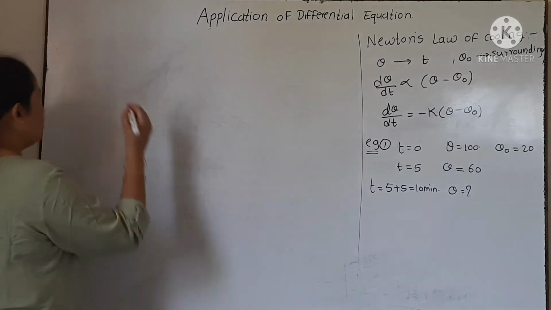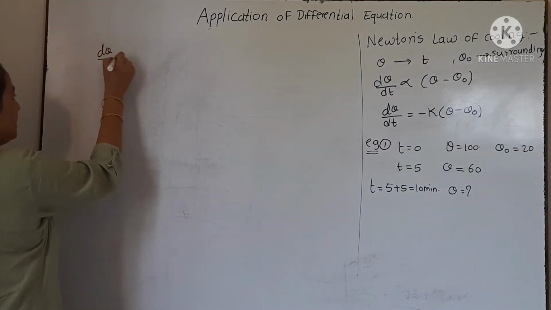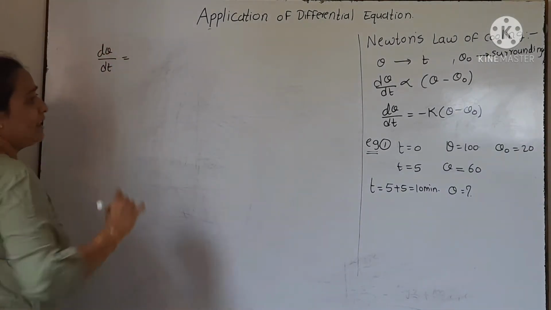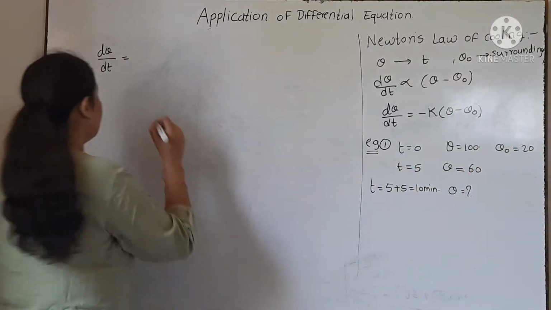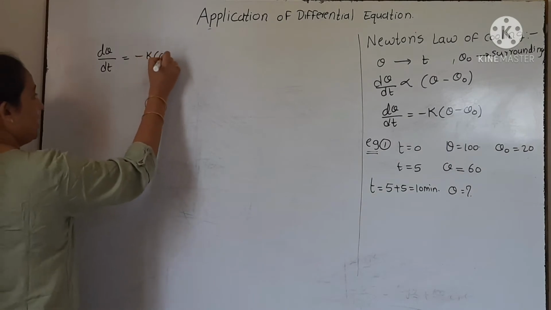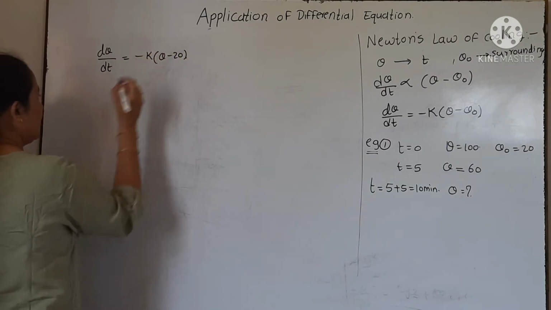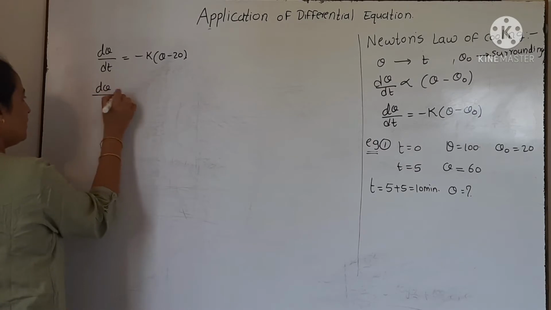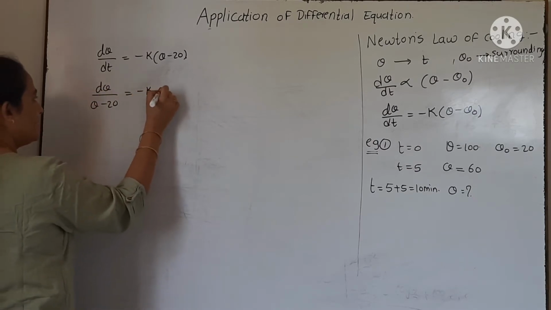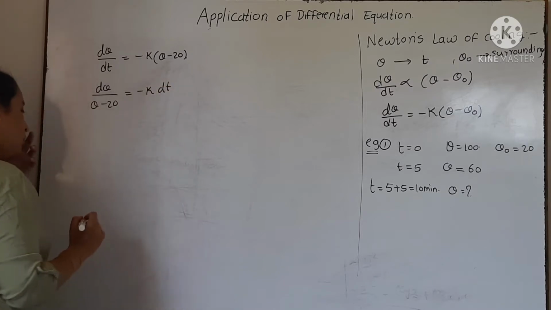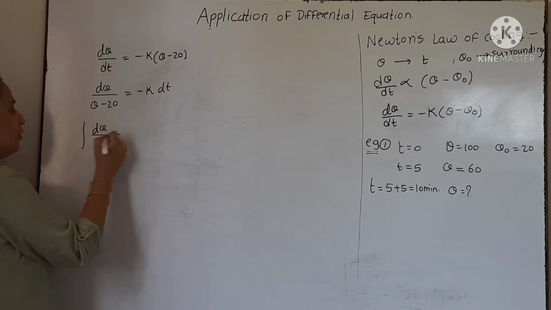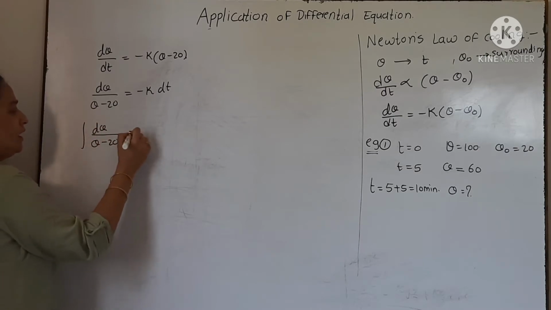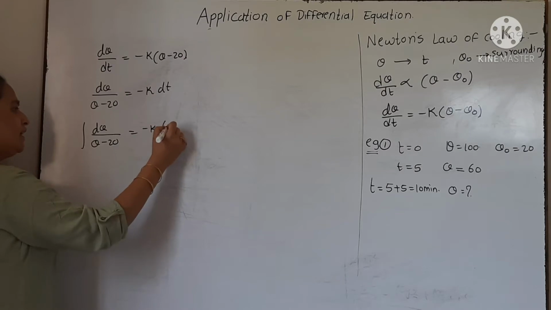So if I write down Newton's law of cooling, d theta by dt equal to minus k (theta minus theta 0). But what is the temperature of the surroundings? 20 degrees Celsius. So it is minus k (theta minus 20). We can convert this into variable separable form, that is d theta upon theta minus 20 equal to minus k dt. Now we only need to change the limits of integration. Say integral of d theta upon theta minus 20 equal to minus k integral of dt.